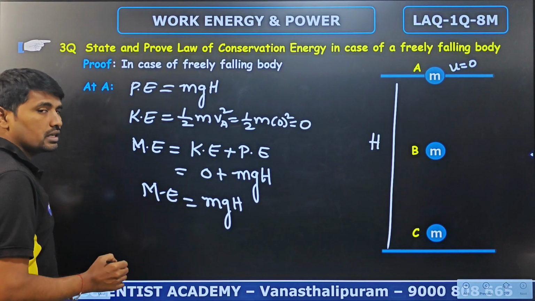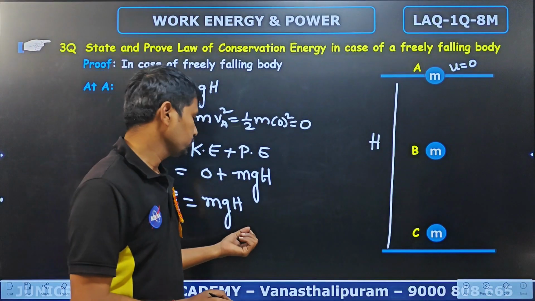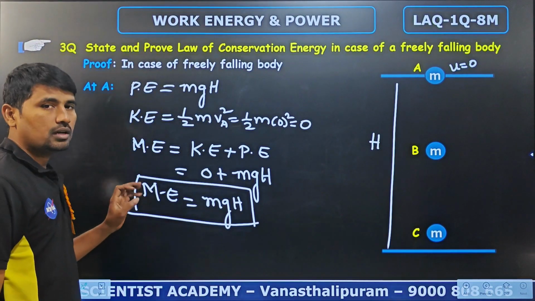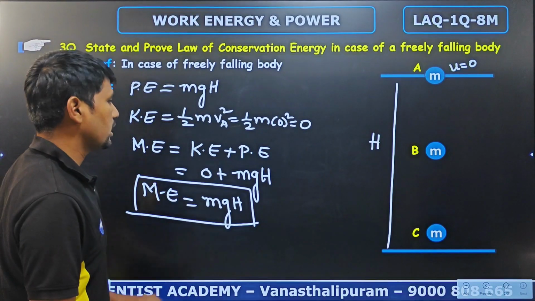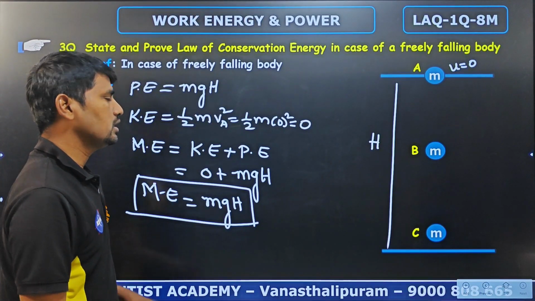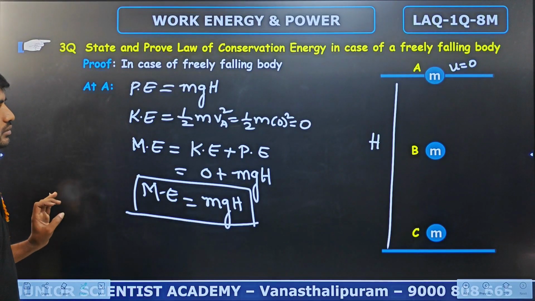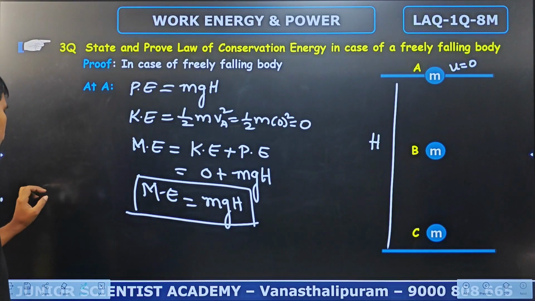Sometimes it is represented like capital U, right? So what is the energy of the object? The energy of the object at a is mgh, right? So copy this once, pause the video and copy the relation. Next we go for point b.